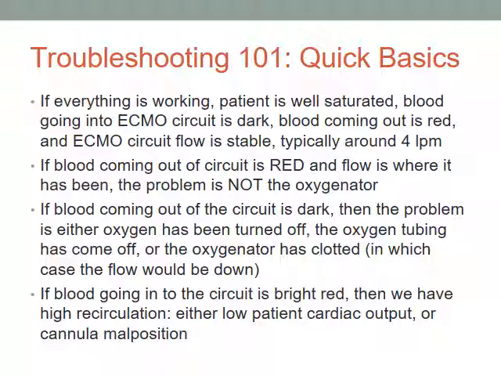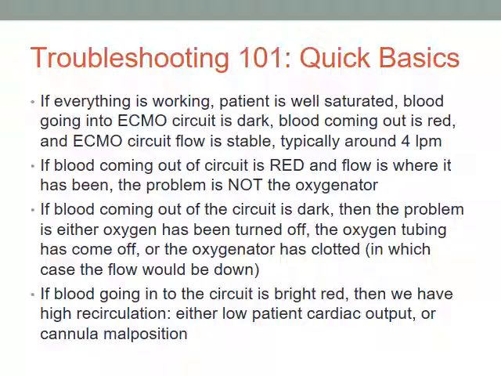So if your patient's having a problem and you look at the blood coming out of the oxygenator and it's dark, that's the problem. You don't need a gas. Did somebody turn down the flow? Turn it back on. Did the tubing come off? There's no alarm. Put it back on. And if the pressures are high and your flow instead of 4 liters is 1.5, that's your problem. You've got a circuit problem. Okay? Very, very straightforward.